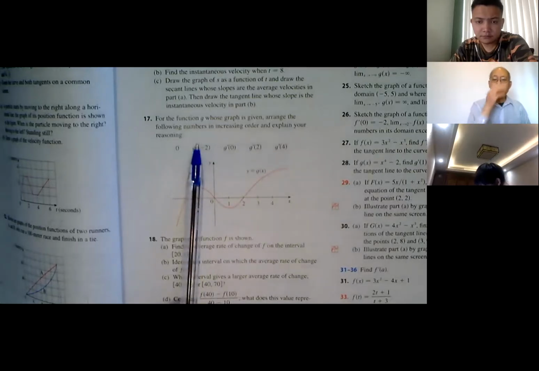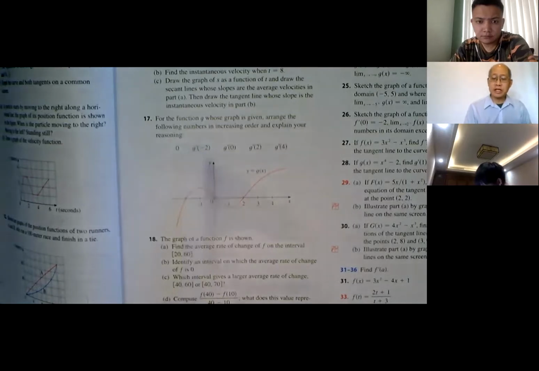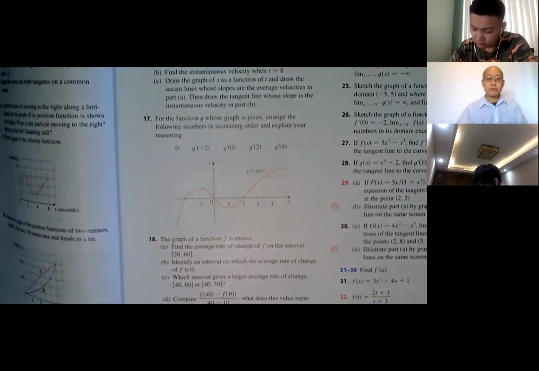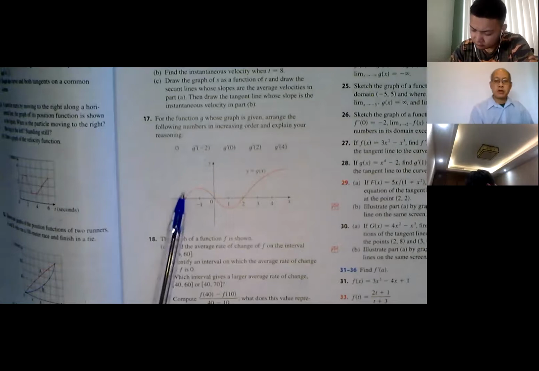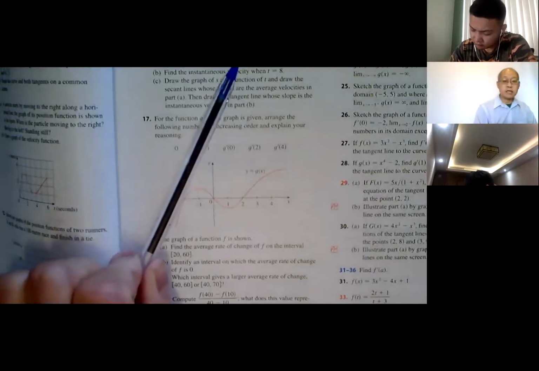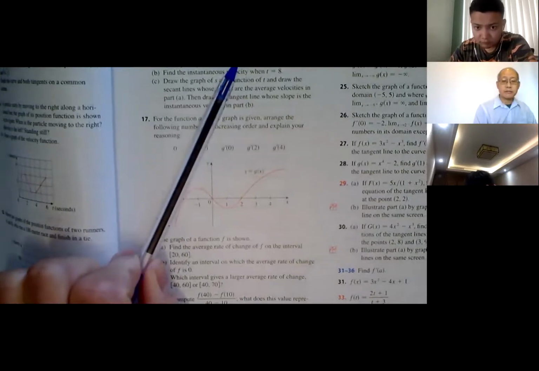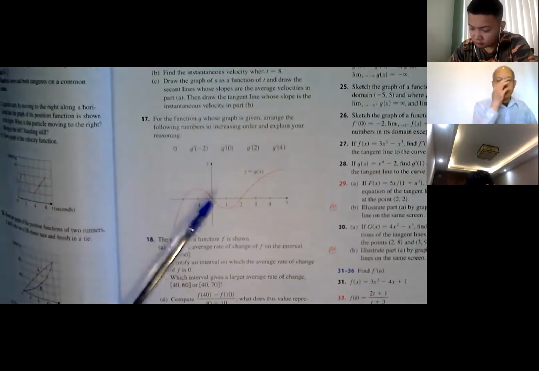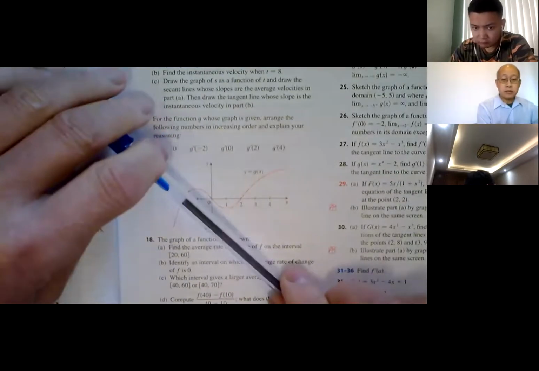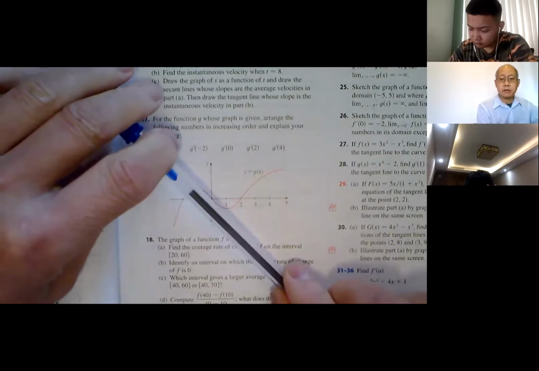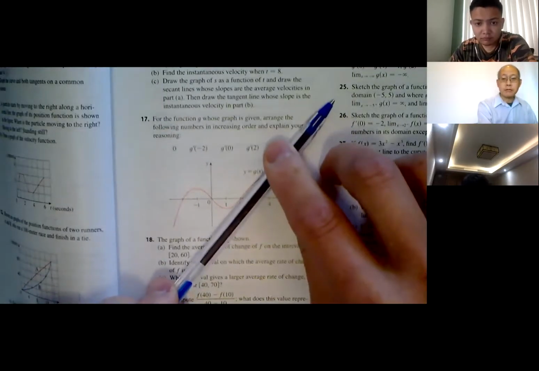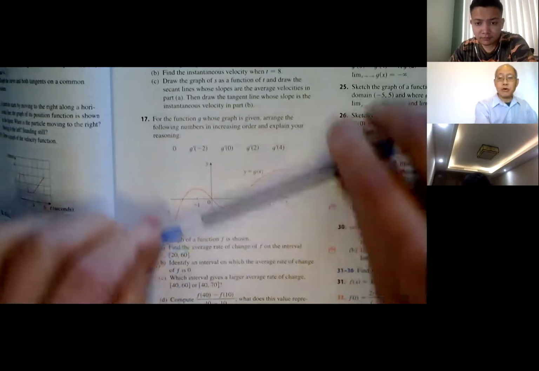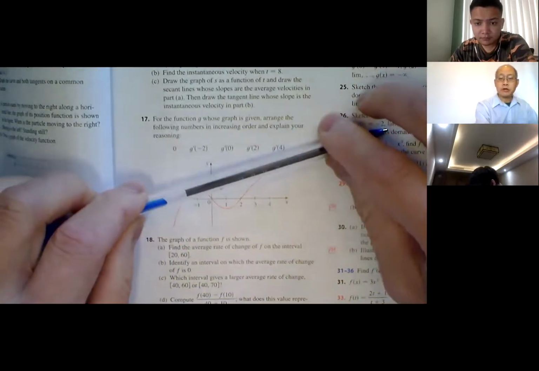When it says g prime, it's asking for the slope of the tangent line. Okay, so we're looking for the slope as we go along. So the slope at -2, it looks like it's something like that, right? G prime of 0 looks like I'm going down. G prime of 2, going up. G prime of 4, so right at 4, you're sort of like this.